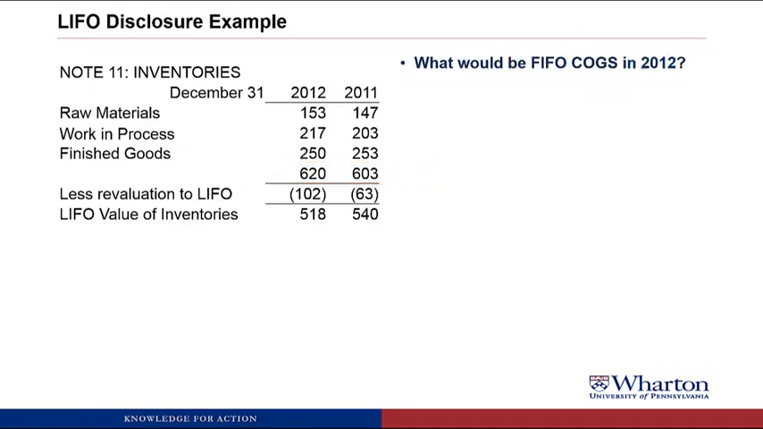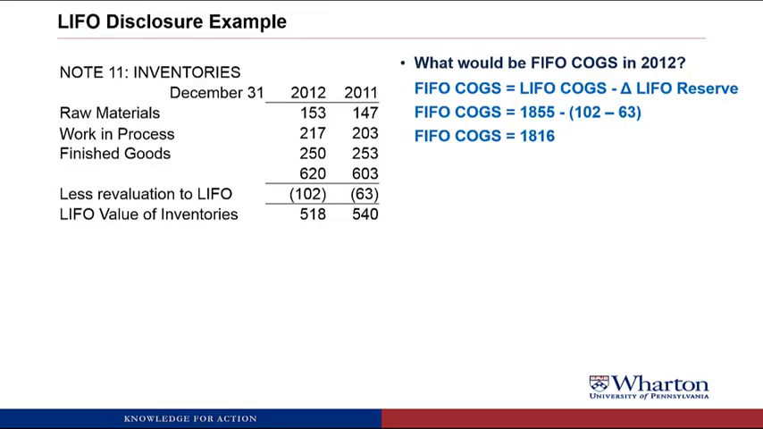Next, we're going to try to figure out what cost of goods sold would have been under FIFO during 2012. So our equation is that FIFO cost of goods sold is equal to the LIFO cost of goods sold minus the change in the LIFO reserve. So earlier I gave you that the LIFO cost of goods sold was $18.55. The change in the LIFO reserve is the difference between 102 and 63. Again, ignore the brackets. These are both positive numbers, so we're just taking the change in these two positive numbers. And then what we find out is that the FIFO cost of goods sold would be $18.16. So the FIFO cost of goods sold is 39 less than the LIFO cost of goods sold, and that 39 is the change in LIFO reserve.